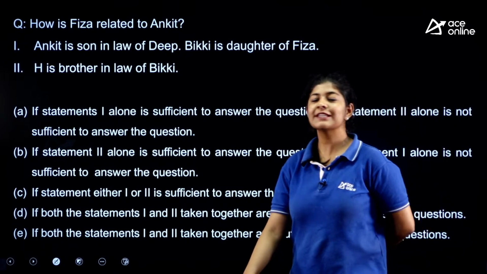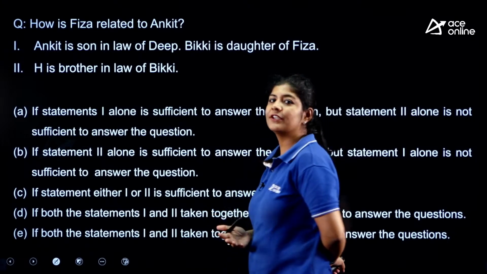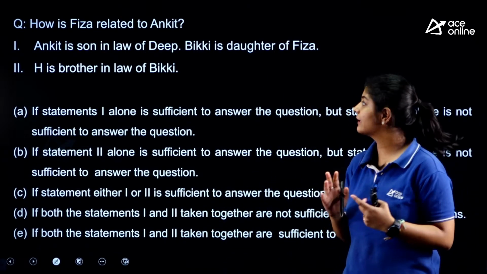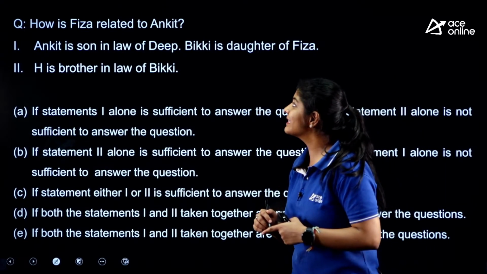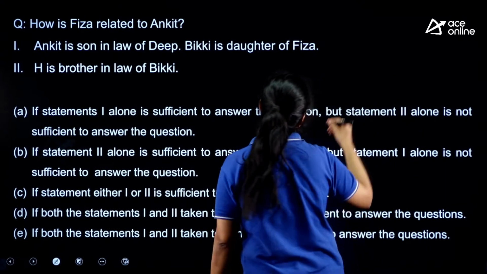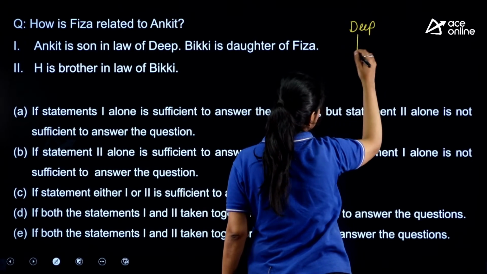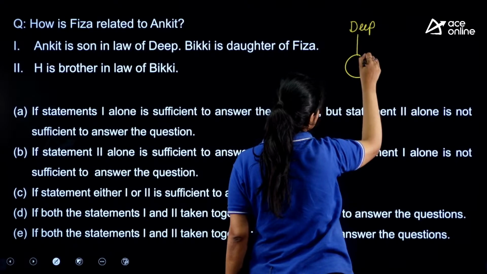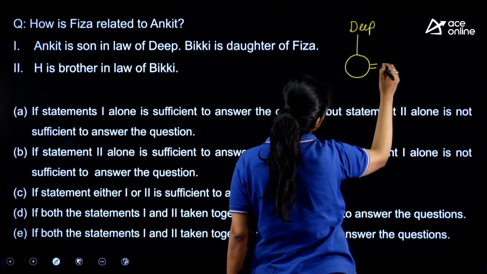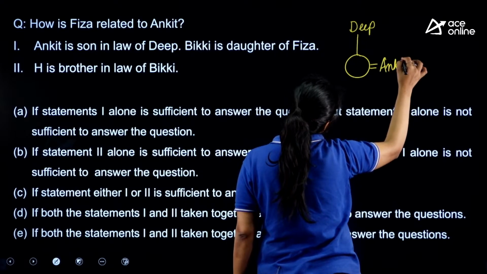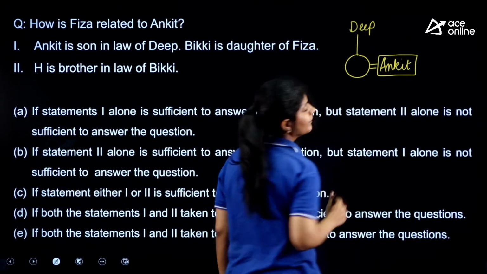Okay, the question is asking how Fiza is related to Ankit. We need to define a relationship between Fiza and Ankit, right? First, Ankit is a son-in-law of Deep. So we can draw it: let's suppose this is Deep, and Deep has one daughter, and this daughter is married to Ankit, as Ankit is a son-in-law of Deep, right?